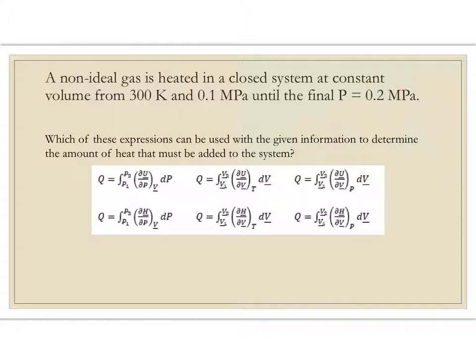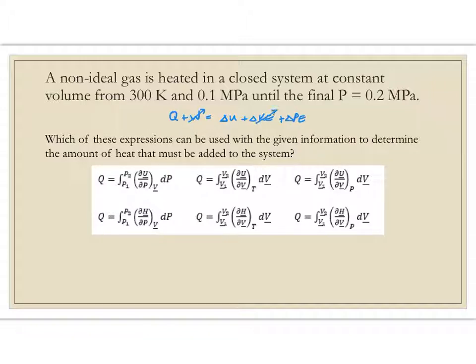The next question asks about what would be an expression that I could use to find out what was the heat transfer. So we have a choice of 6 different expressions here. Some are in terms of U, some in terms of H. Now, if you go through and look at the first law for a closed system, we end up with this as our general form for a closed system. And we just found that work is 0.